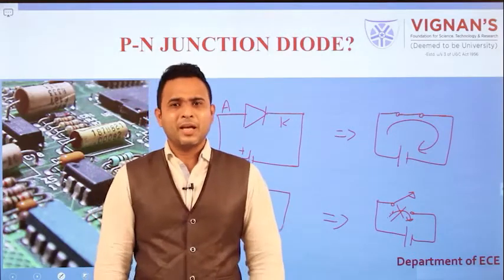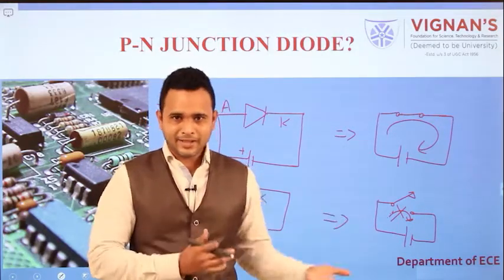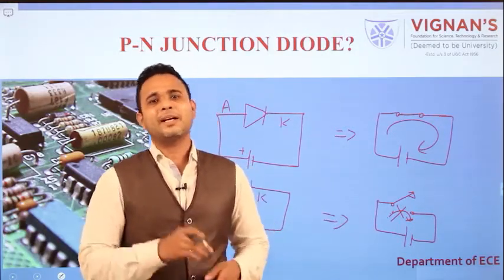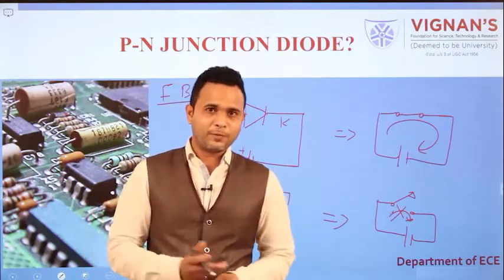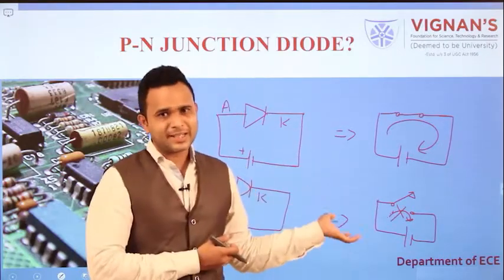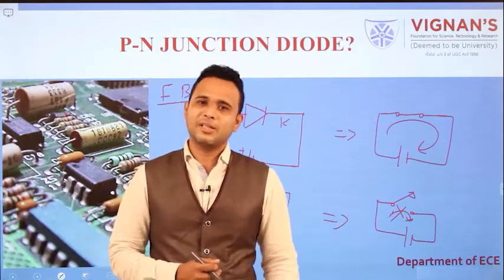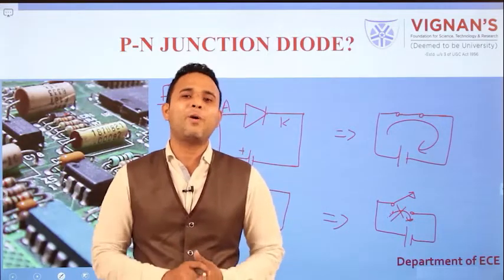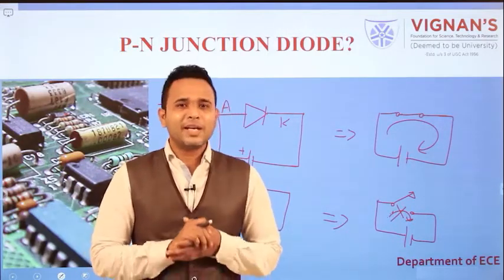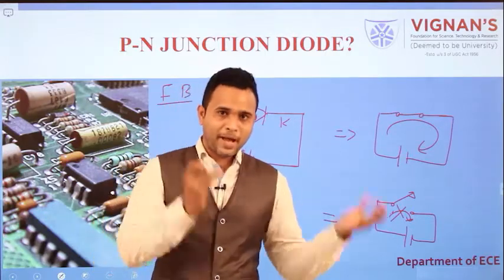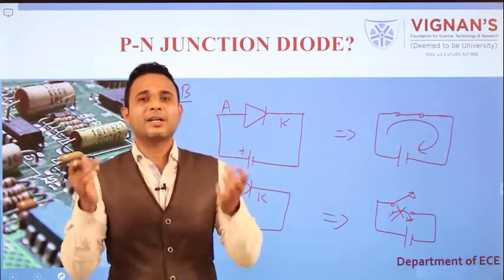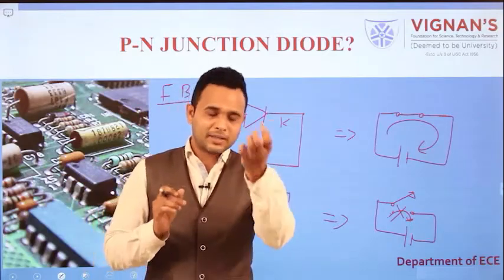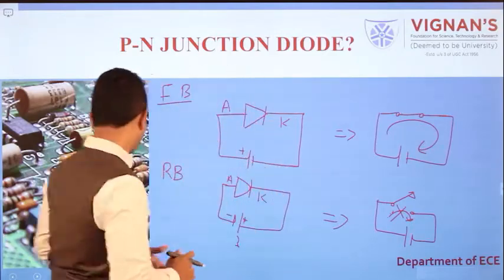This operation we already learned in unit 1 itself. But for the sake of knowledge, I am giving just a basic introduction about the PN junction diode. Why? Because with the help of the PN junction diode only, we are going to construct the rectifier circuit.